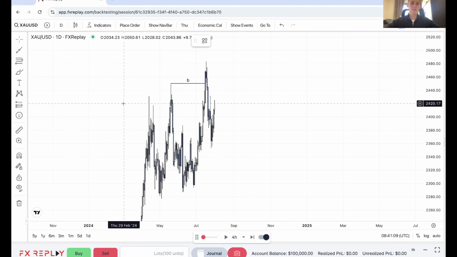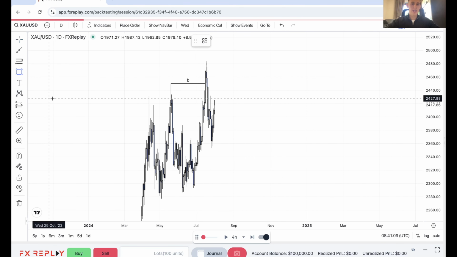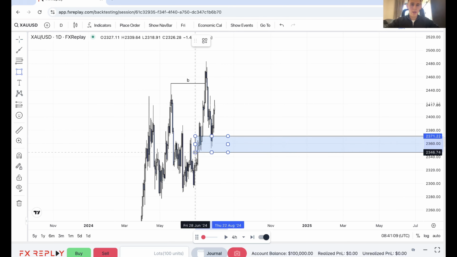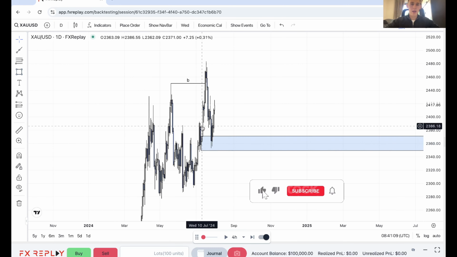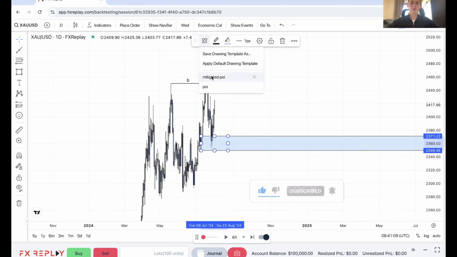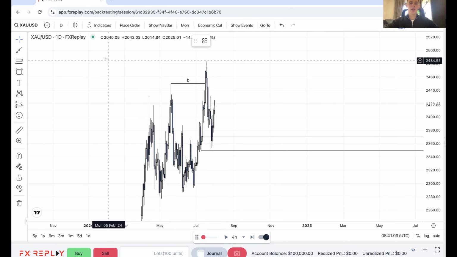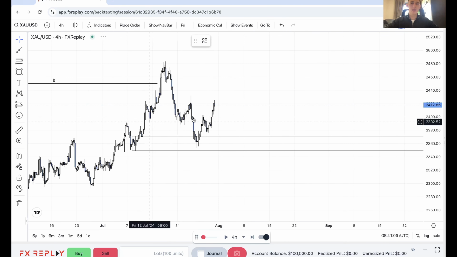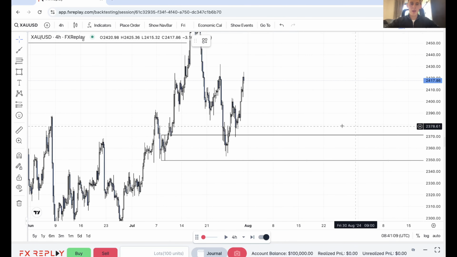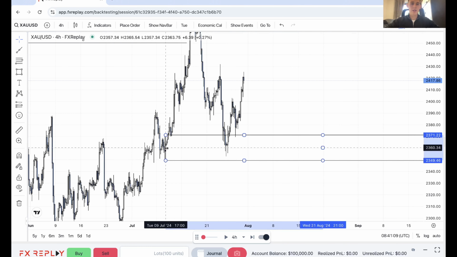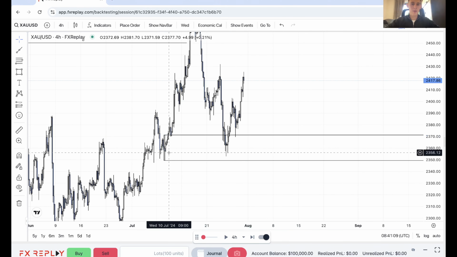What we can also see is that price had held this daily area of demand. It wasn't imbalanced, but it was a previous area of demand and price is reacting from it. So in a situation like this, I would look to trade off a previously mitigated area of demand, even though it wasn't left imbalanced. You can see it clearly on the 4 hour as well.